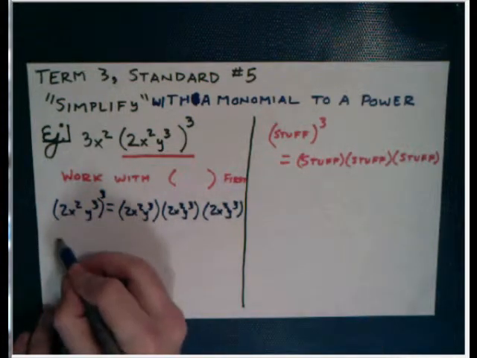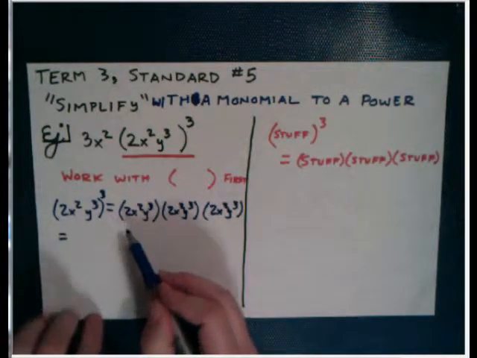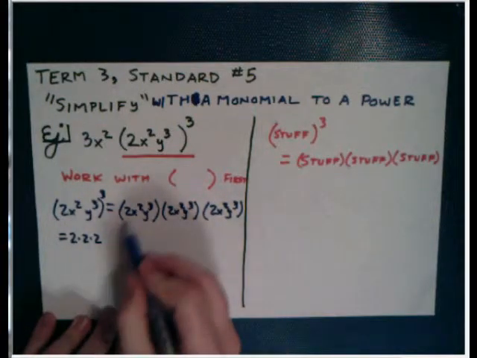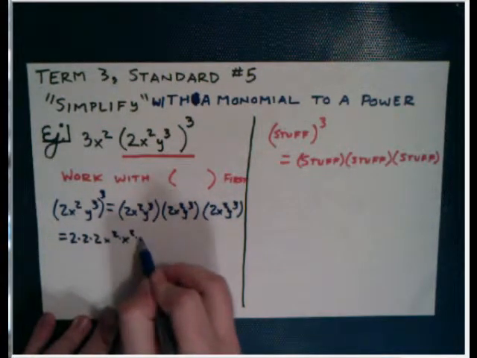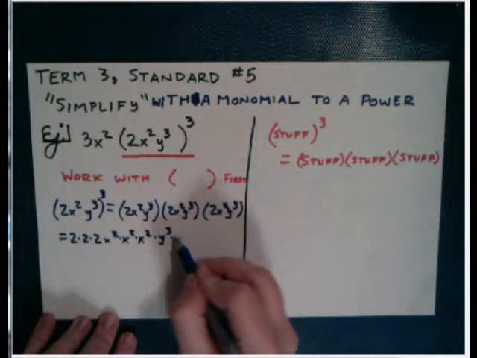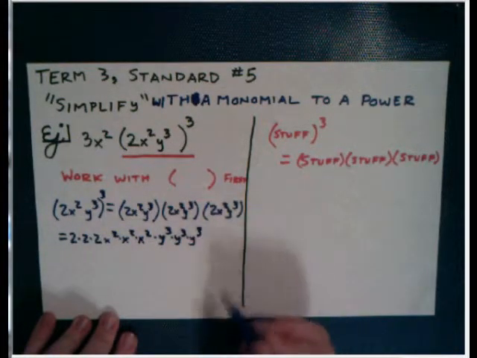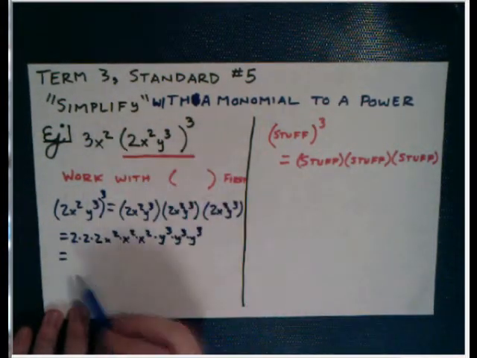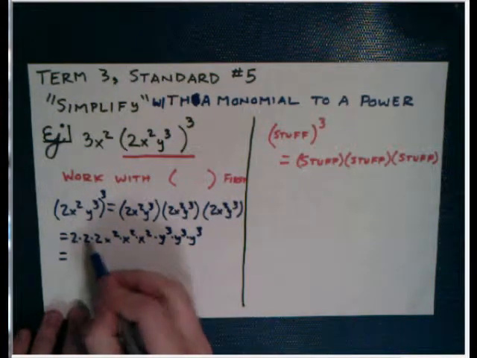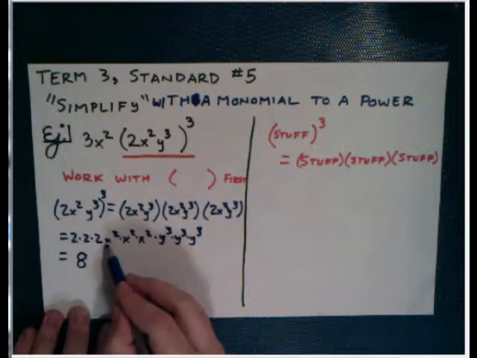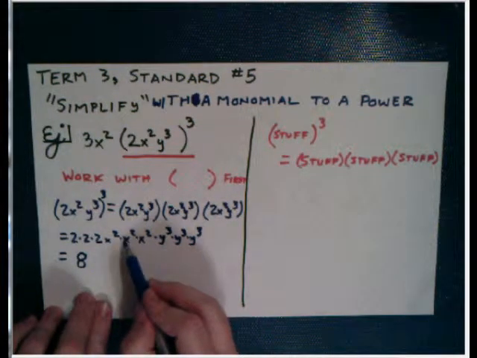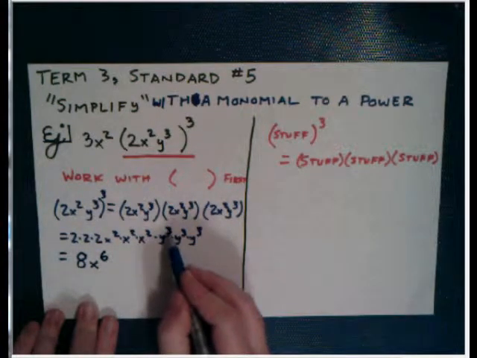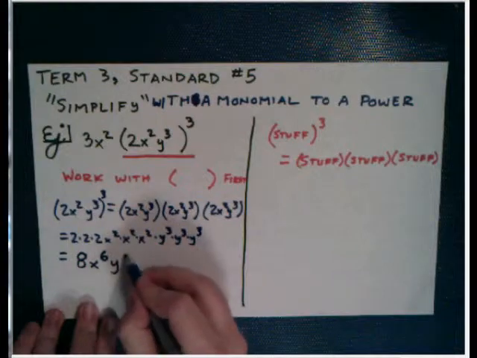Now, when I go to simplify this part, what I need to recognize is that I can group the stuff together. So this is the same thing as 2 times 2 times 2, x squared times x squared times x squared, and y cubed times y cubed times y cubed. In order to simplify the monomial part, I just need to multiply all this stuff out. So 2 times 2 is 4, times 2 is 8. X squared times x squared times x squared, that's 2, 4, 6 x's, so that's x to the 6th power. Y to the third is 3, 6, 9. This will be y to the 9th power.